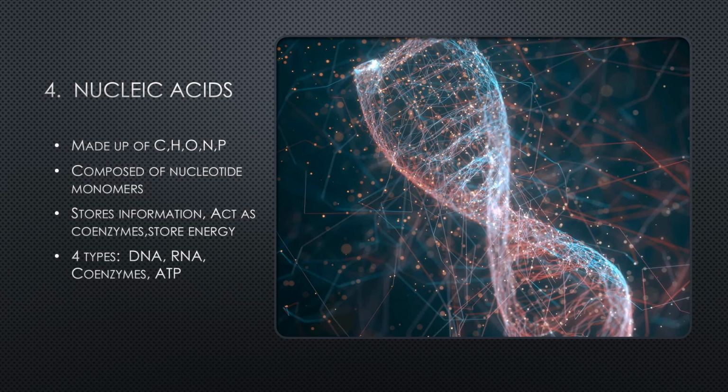And their function, particularly within the cell, is to store genetic information and to act as coenzymes in order to help metabolism proceed as necessary. And then it also acts as an energy storage molecule. And there are 4 types. There's DNA and RNA, and those are going to be your genetic information storers. There are coenzymes, and then ATP, which is the main molecule that stores energy and is used as kind of an energy currency within the cell.